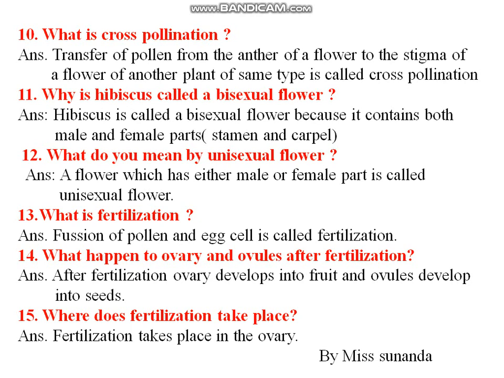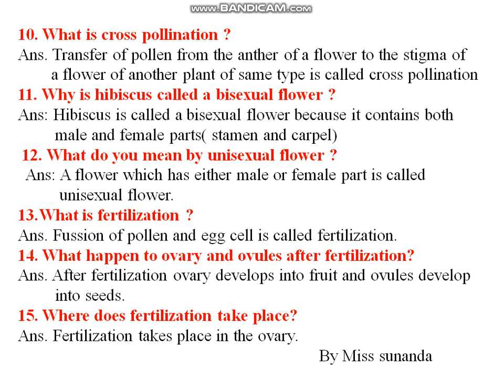Now, what do you mean by unisexual flower? Unisexual flower means when a flower contains either the male part, that is stamen, or the carpel. Some flowers contain stamen only, they are called male flowers. Some flowers contain carpel only, they are called female flowers. Now, what is fertilization? Fertilization means fusion of pollen and egg cell. Fusion of pollen and egg cell is called fertilization.